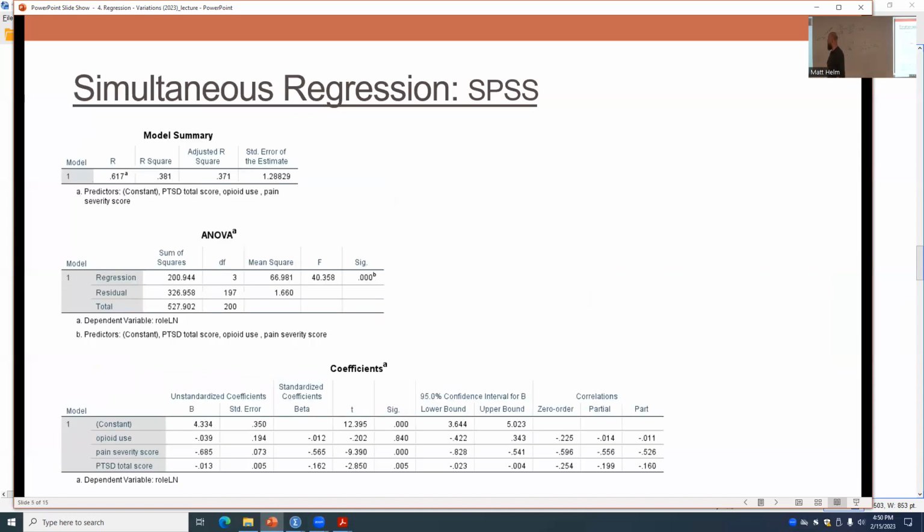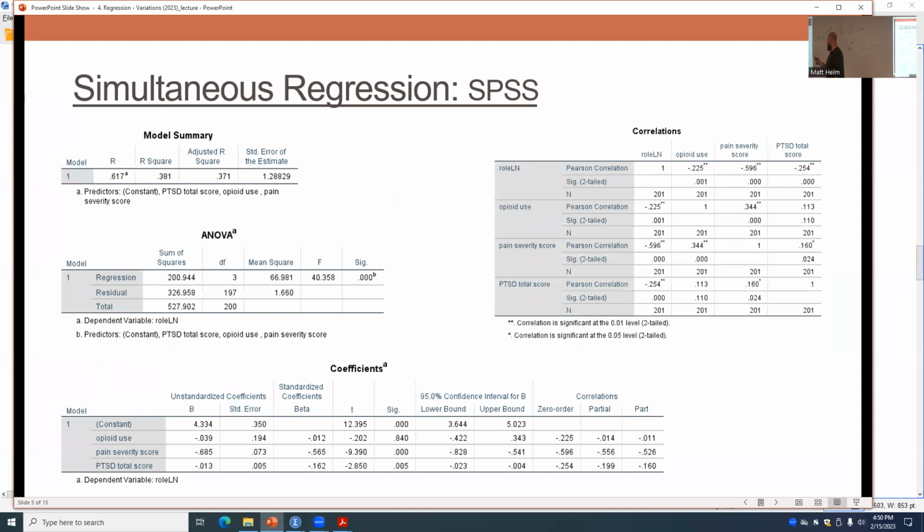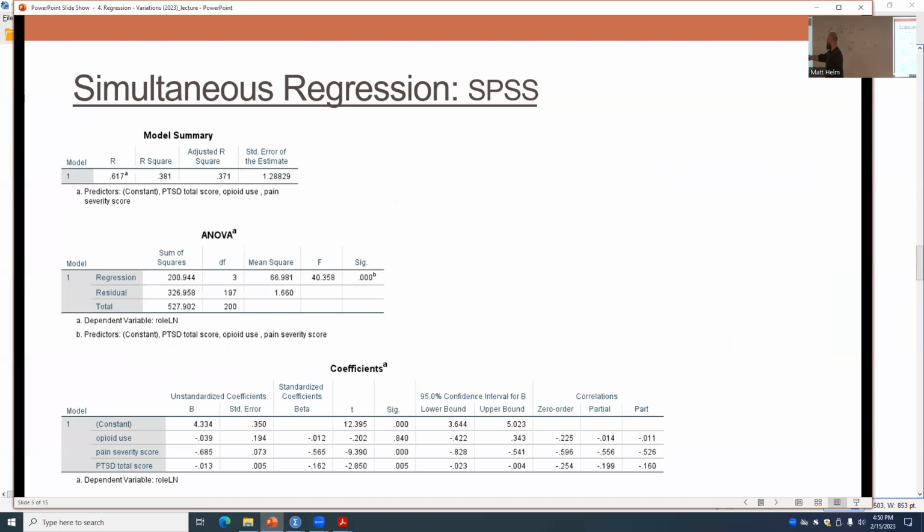So we go through and take a look at my outcome. Here, I've got my R squared of 0.38, telling me that the best linear combination of opiate use, pain severity scores, and PTSD is accounting for about 38% of the total variability in the natural log of role functioning.